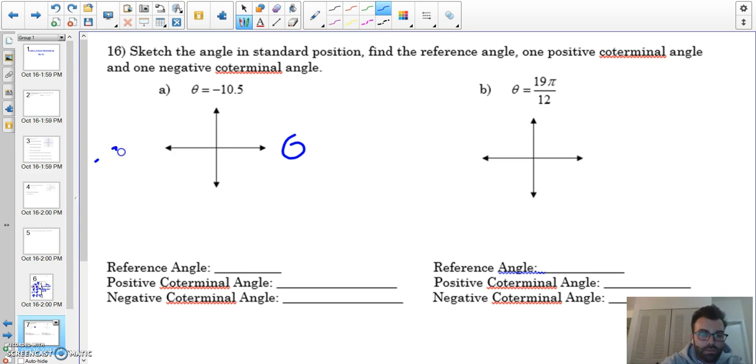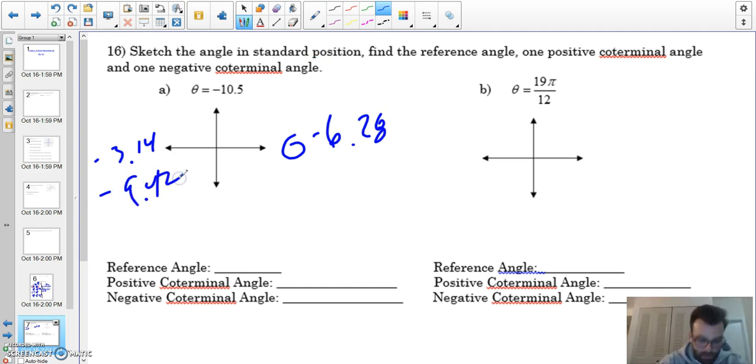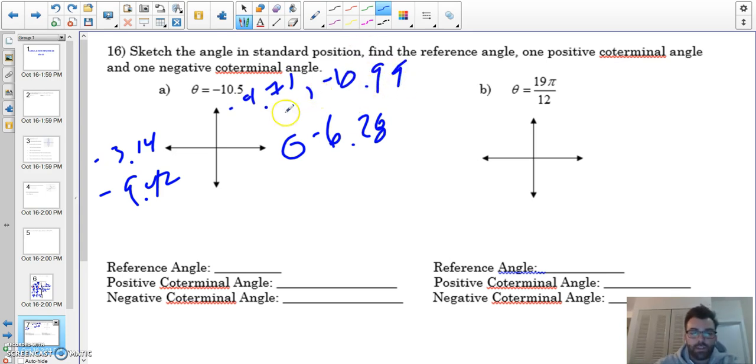That's negative 3.14, negative 6.28, negative 9.42, and this is negative 4.71 and negative 10.99. So negative 10.5 is before negative 10.99, which means I'm going to go around the circle all the way and end up over here. Remember that the arrow determines our direction, and our angle should be somewhere right there.